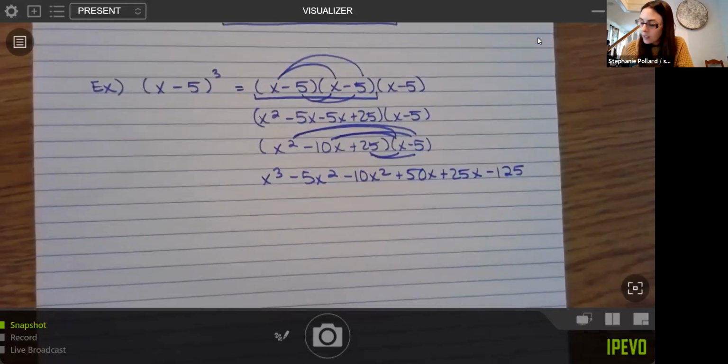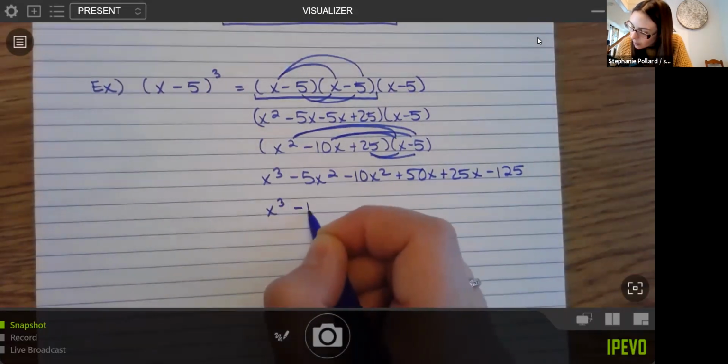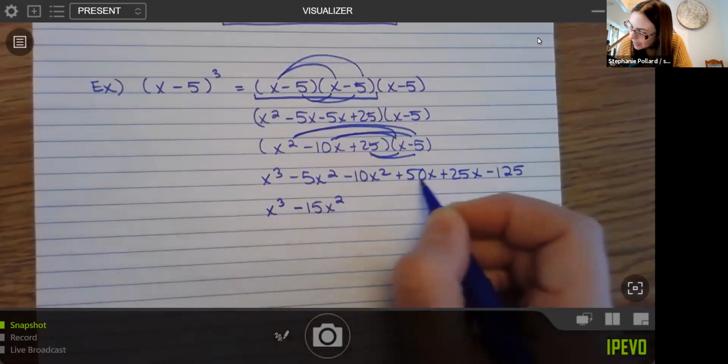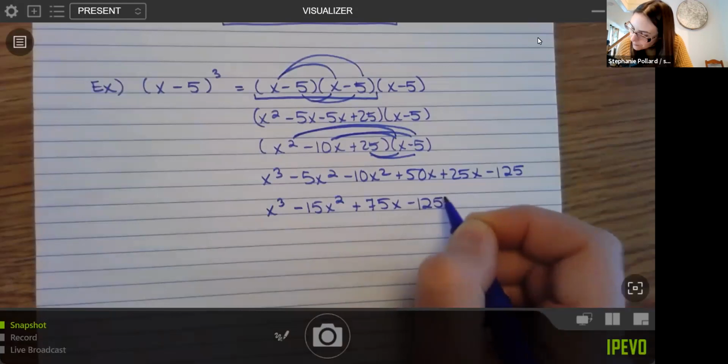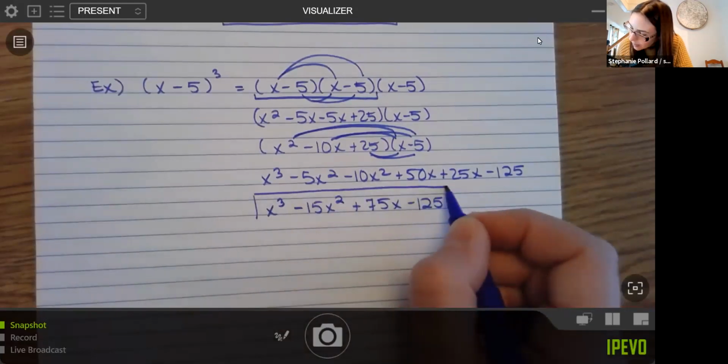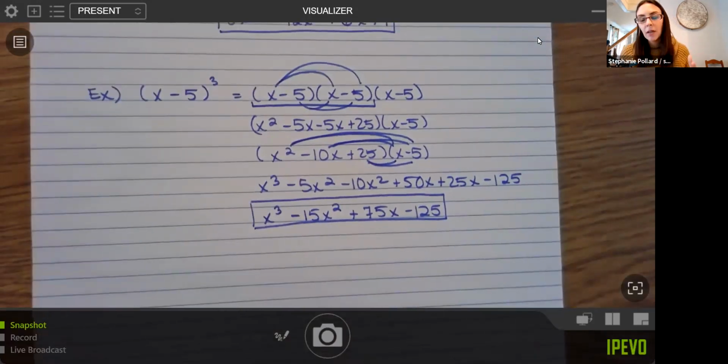My next step is going to be to go ahead and combine like terms. So I have my 2 square terms that are going to go together, minus 15. My x terms, 75x. And we are done. So we can just extend any harder multiplication as we need to.